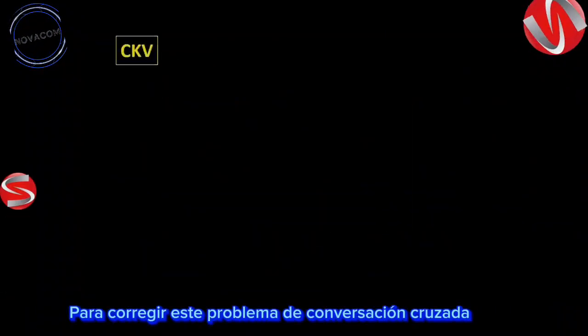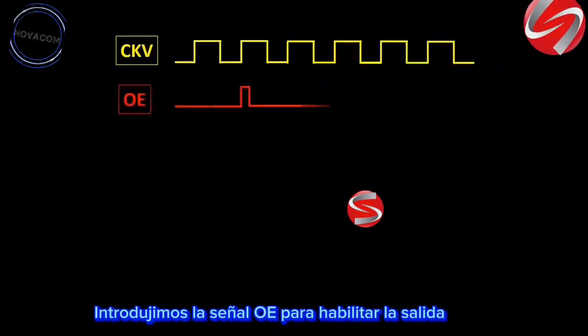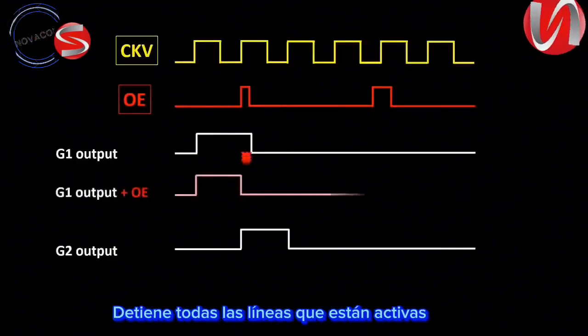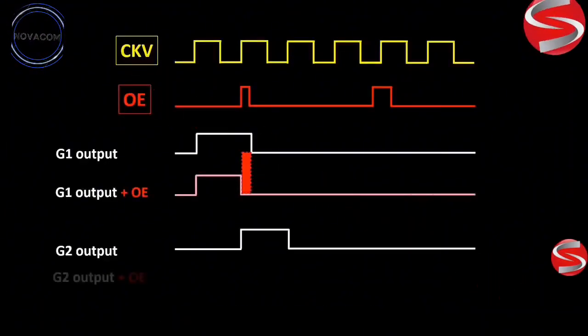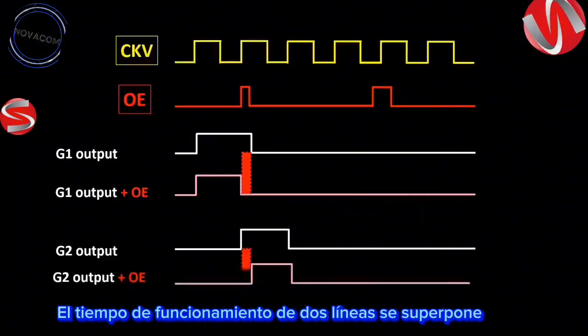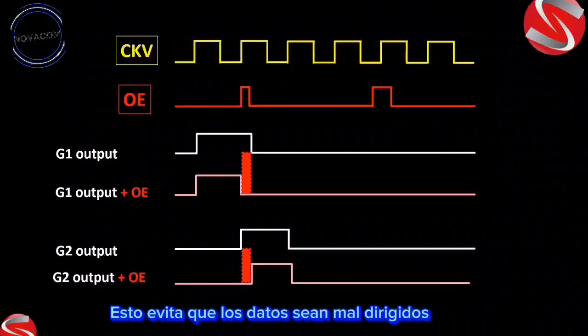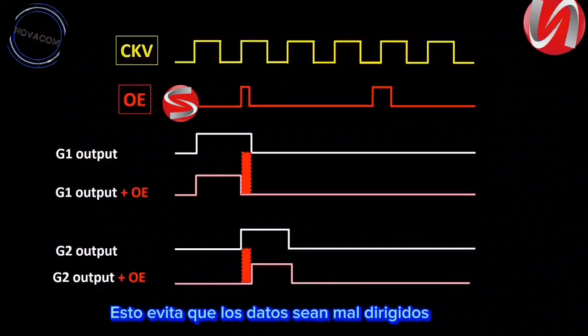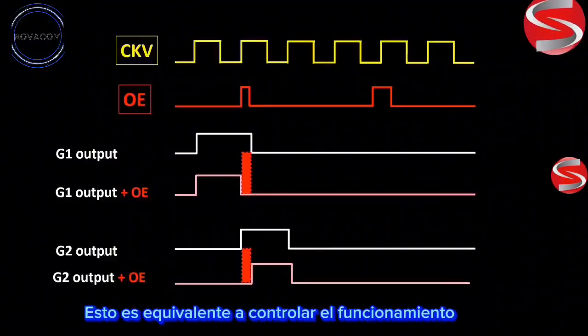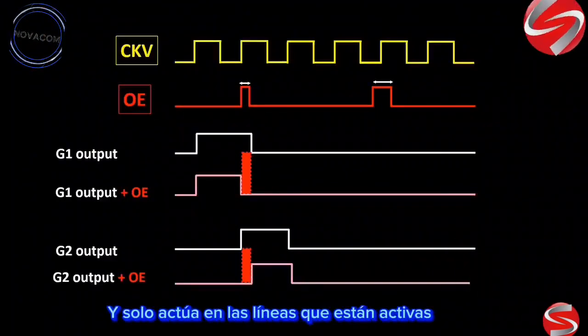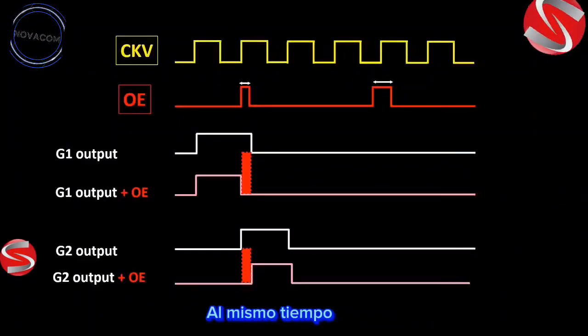To correct this crosstalk problem, we introduced the OE signal, for output enable. When this signal is at high level, it stops all the lines that are active. When unfortunately the operating time of 2 lines overlap, OE allows to block this zone. This prevents the data from being misdirected. This is equivalent to controlling the operating time of each line. The width of the OE pulse is variable and only acts on the lines that are active at the same time.